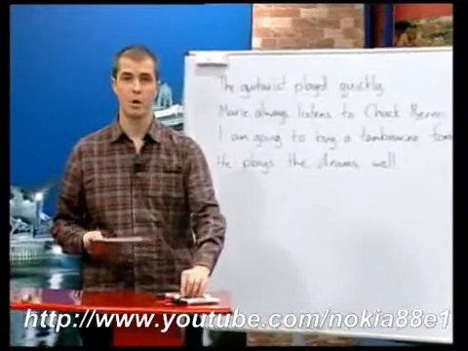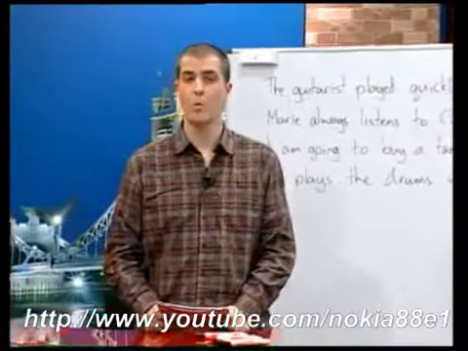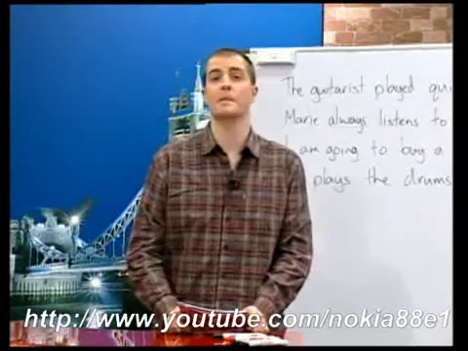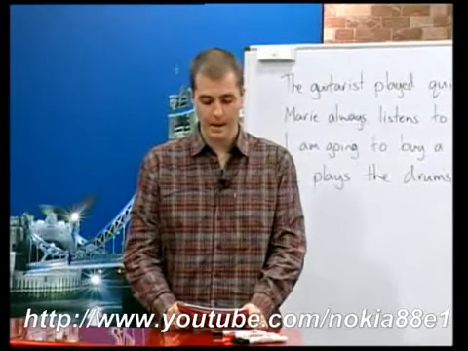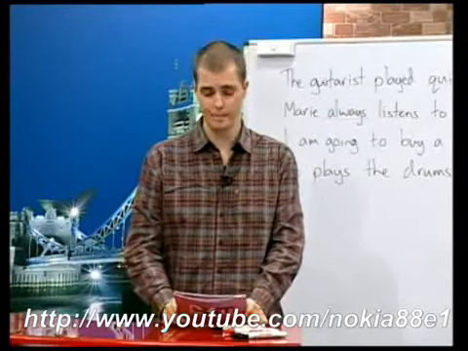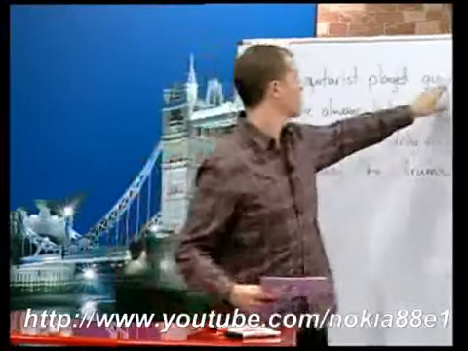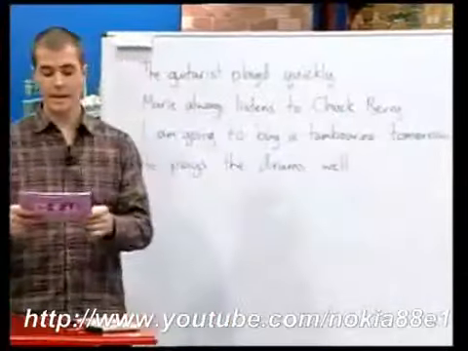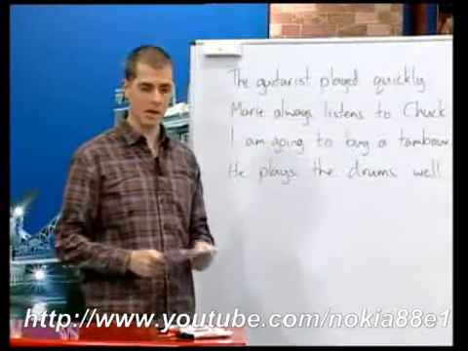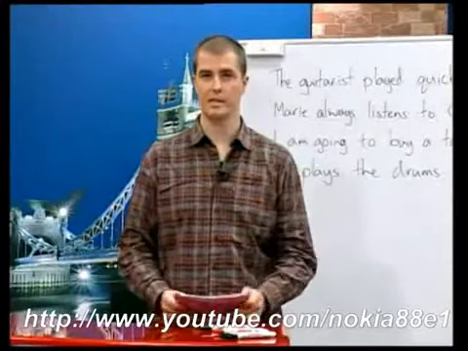They can be of time: early, late, yesterday. They can be of manner: well or quickly. They can be of place, for example, upstairs, downstairs. And they can be of frequency: always, often, sometimes, rarely. Adverbs often appear at the end of sentences. We see quickly, tomorrow, well, but they can sometimes be used at the beginning or in the middle. Here we have Marie always listens to Chuck Berry. Never can only be used in the middle of a sentence.